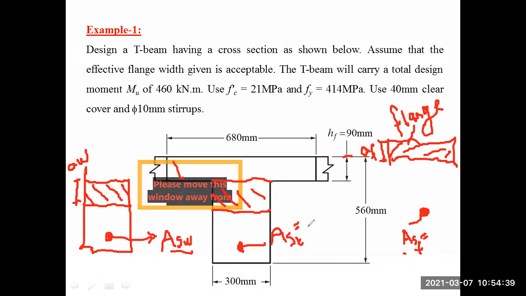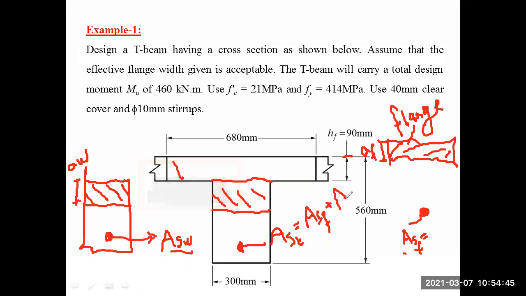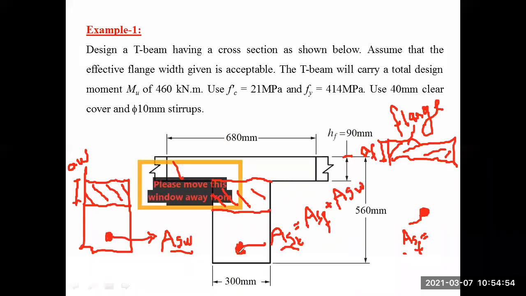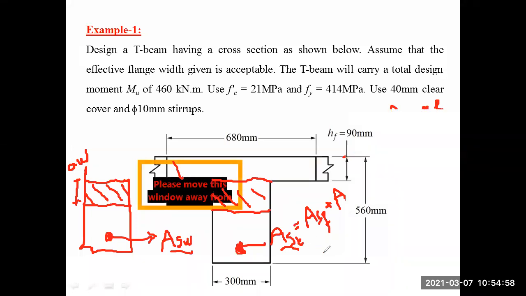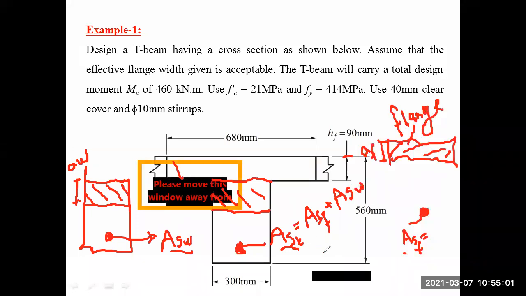AS total is AS from the flange that you have already designed, plus AS from the web that you have already designed. So these two would represent the whole amount of reinforcement. This is the concept on how you design.